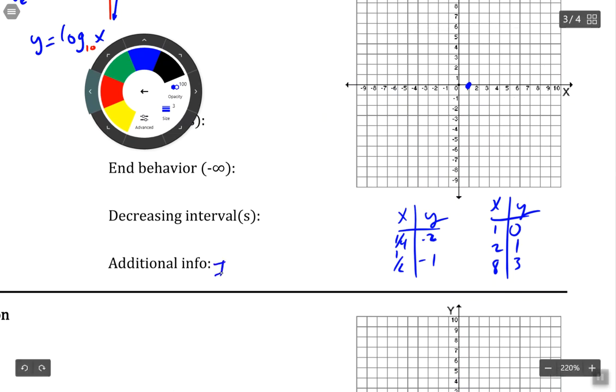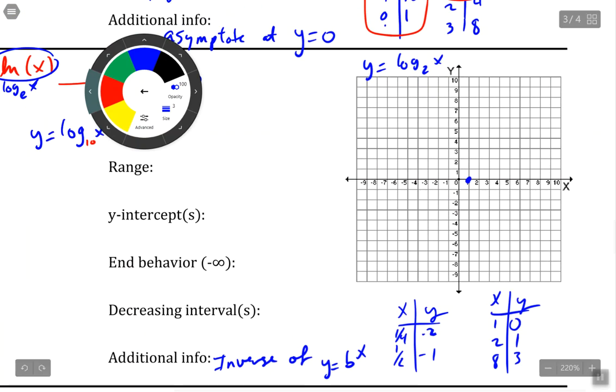So, additional information: this is the inverse of y equals b to the x for the base one. If we graph this, notice as x gets closer and closer to 0, y gets smaller and smaller. So we're going to do 1/4 and go down to -2, then 1/2 at -1, and then at 2 on the y, we're going out to 8 on the x. Does this look like that other one, where now it's approaching an x of 0 instead of a y of 0? So where's my asymptote this time?